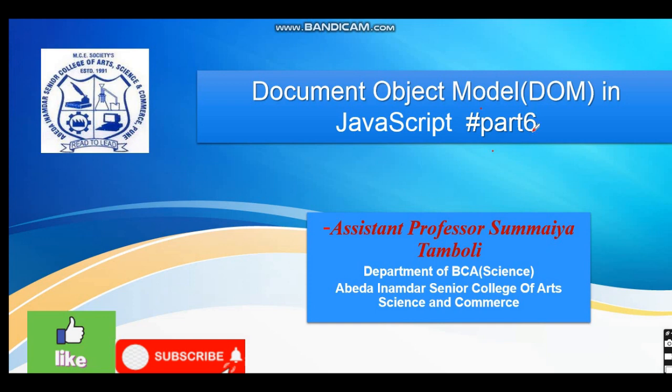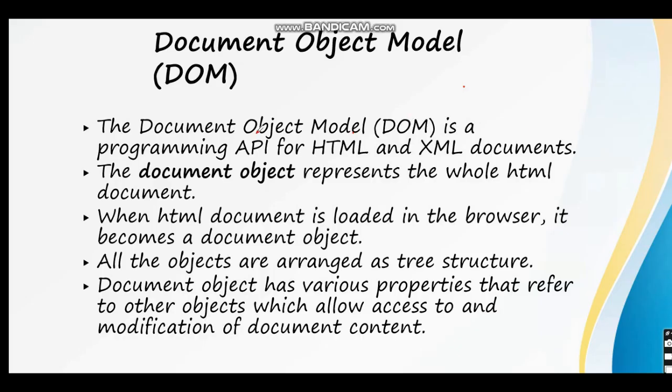Today we are going to see document object model in JavaScript. The document object model is a programming API for HTML and XML documents. The document object represents the whole HTML document. When HTML document is loaded in the browser, it becomes a document object. All the objects are arranged as tree structure. Document object has various properties that refer to other objects which allow access to and modification of document content.